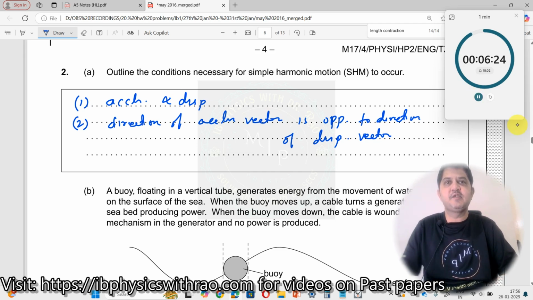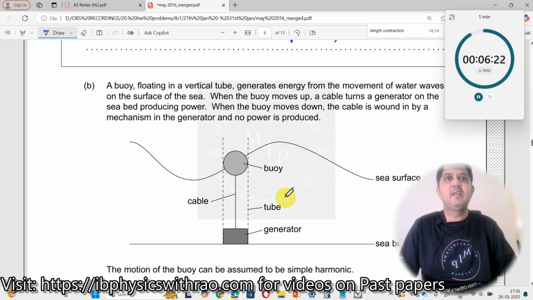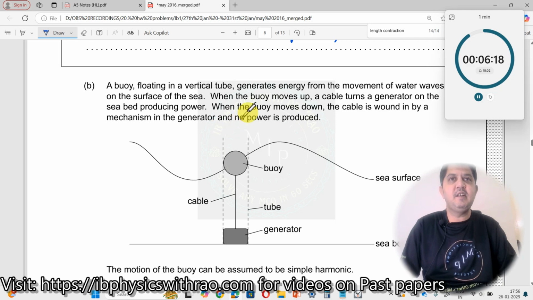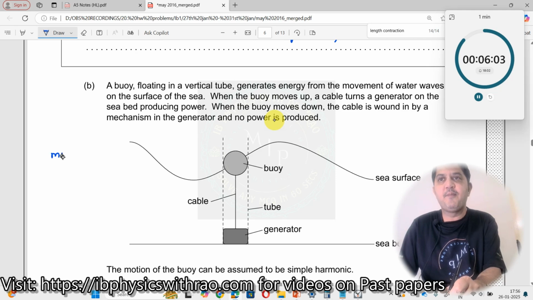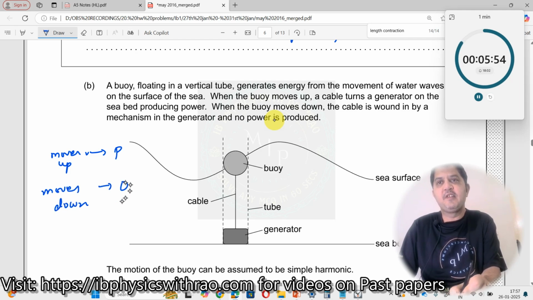And then the next question: a buoy floats in a vertical tube and generates energy from the movement of water waves on the surface of the sea. When the buoy moves upwards, a cable turns a generator on the seabed, producing power. When the buoy moves downwards, the cable is wound in by a mechanism and no power is produced. So when it moves upwards, there is power. When it moves down, power is 0.